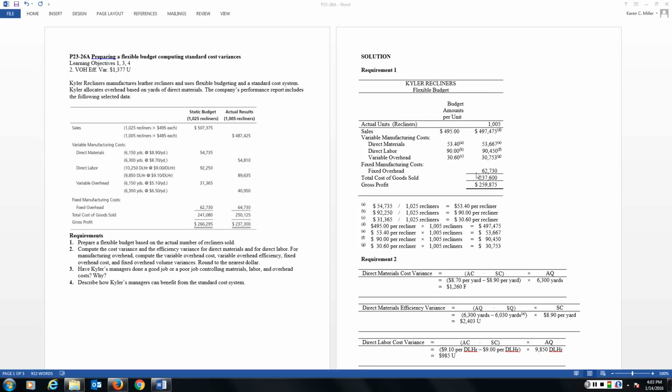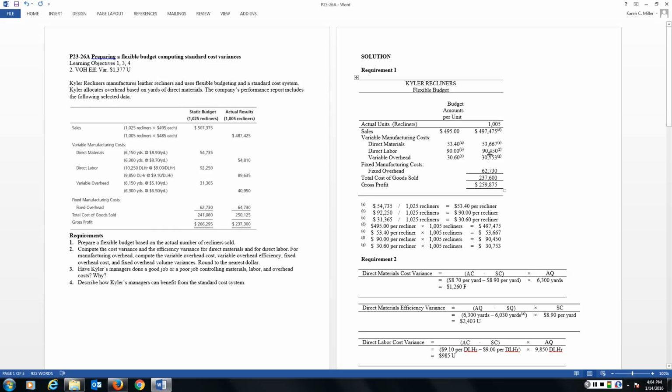And so you can see this is very simple. All I want to do is be able to compare what I should have spent on 1,005 recliners with what I did spend on 1,005 recliners. Once we have that information, we could calculate some variances. We can see the difference in our sales. I can see that I spent $54,810 on materials when I should have spent $53,667. I spent $89,635 when I should have spent $90. I spent $40 when I should have spent $30.